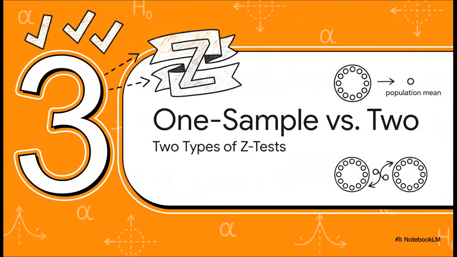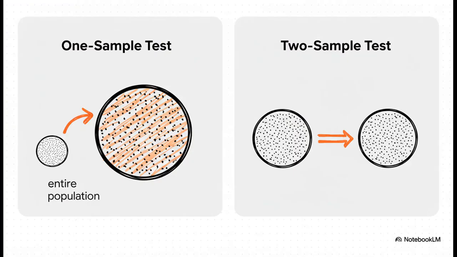Okay, so let's say you've checked all the boxes. Your sample is big, you know that standard deviation, and you're comparing means. You're ready to go, right? Well, almost. There's one more choice you have to make, because the Z-test comes in two main flavors. And luckily, this is super straightforward. The one-sample Z-test is all about comparing your little group, your sample, against the big picture, the whole population. Then you've got the two-sample Z-test, and that's exactly what it sounds like.